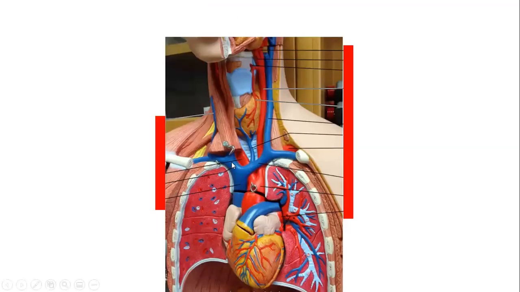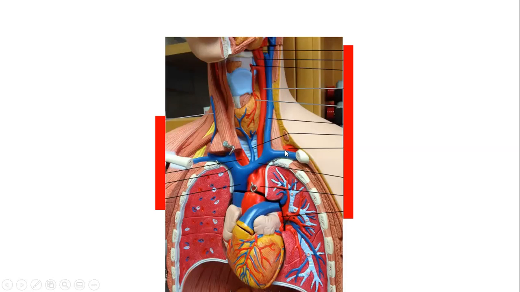So this is just a close-up view of some of these vessels. It's kind of nice. There's my superior vena cava. So of course you've got the right and you have the left brachiocephalic veins. Remember, you only have one brachiocephalic trunk or artery, but you have two brachiocephalic veins. Don't forget, veins are bringing blood in, arteries are bringing blood away, out from the heart. Okay, that would be your internal jugular vein, right?